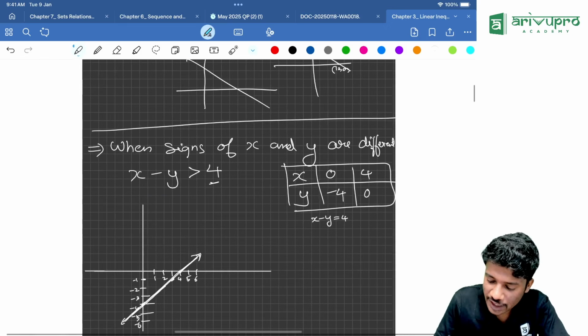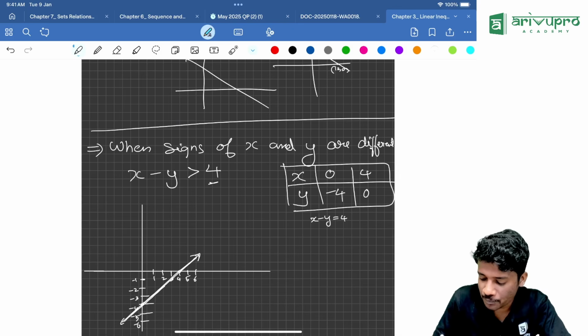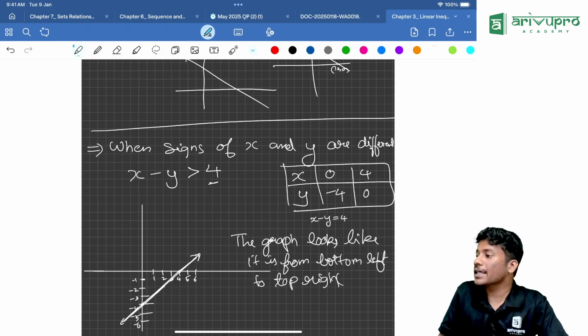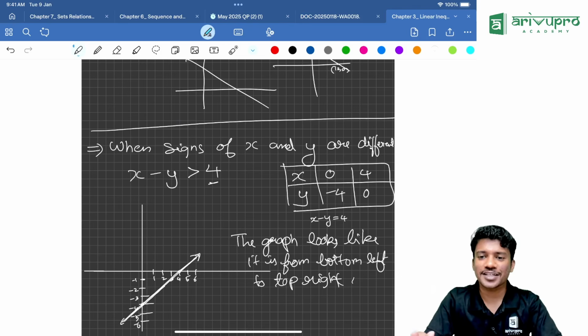Now, when the signs of x and y are the same, the graph looks like it is from bottom left to top right. Keep that in mind. If you know this much, you can draw everything.